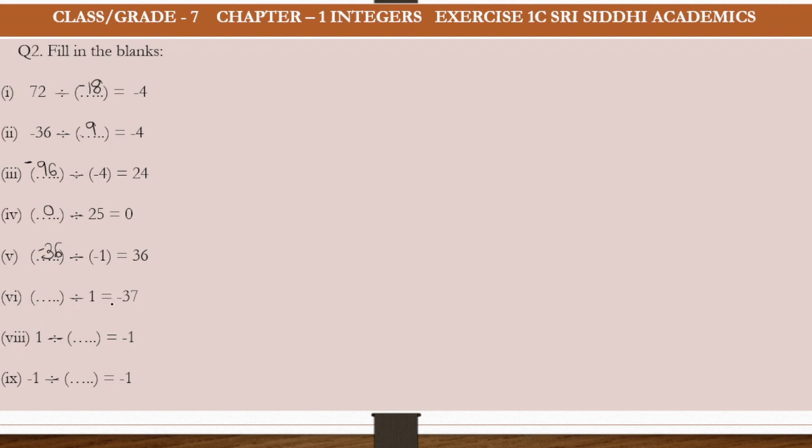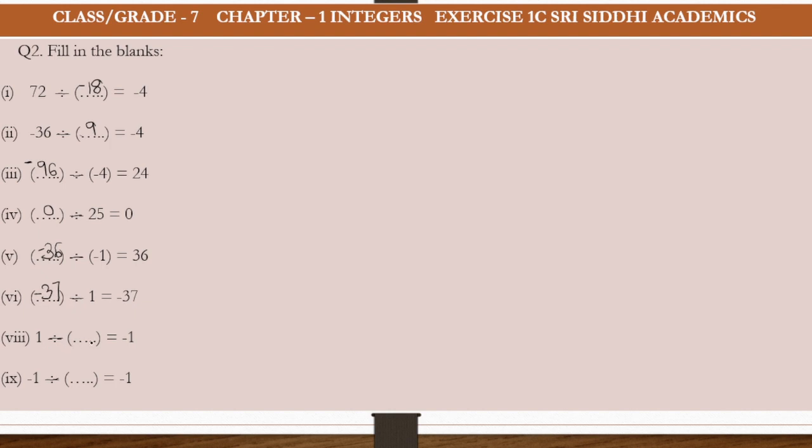Dash divided by 1 is equal to minus 37. That will be minus 37. We have discussed before also how we are determining whether it is a negative integer or a positive integer. Two different signs will give a negative integer as quotient. When we divide or multiply two different signs, whatever we get as the answer will be negative. So this is positive, which means this has to be negative.